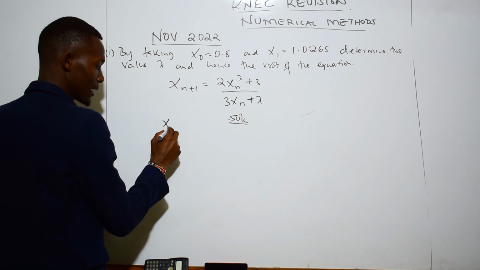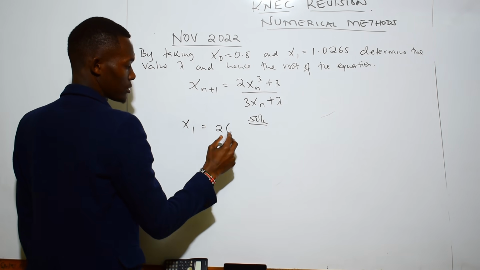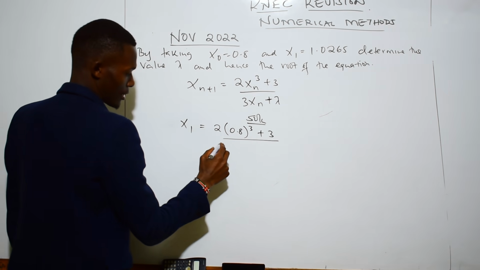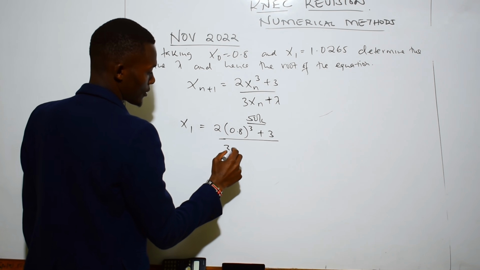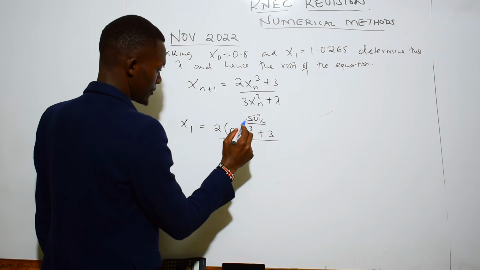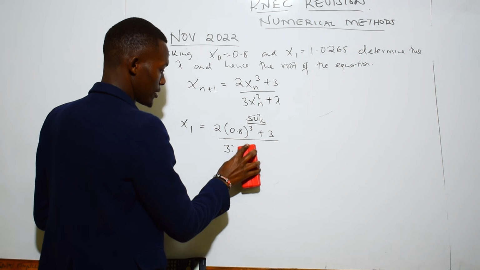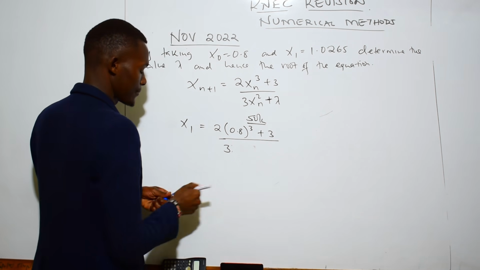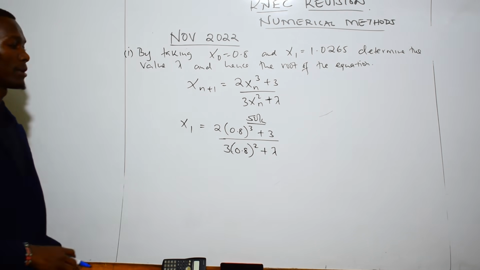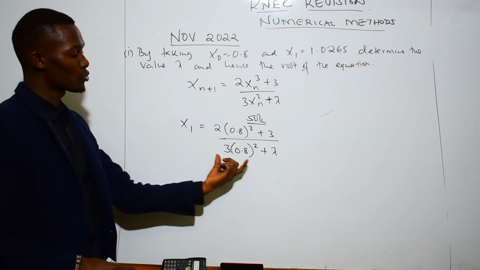So our second approximation x1 will be given by 2, remember, then you have your value 0.8, then do what? You cube, then plus 3 over 3 xn squared, where our xn value is 0.8, so we have 0.8 squared, then plus lambda. So therefore, we know the value of x1. So x1 was to be found by this.